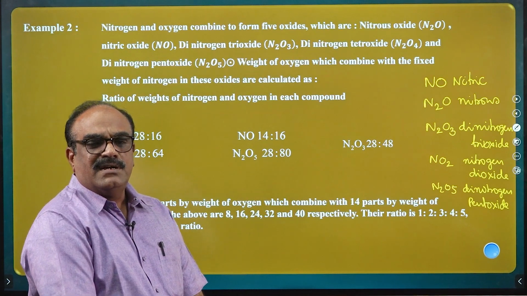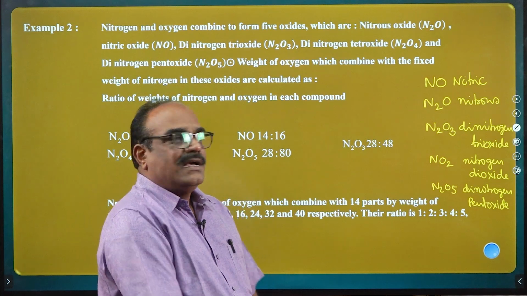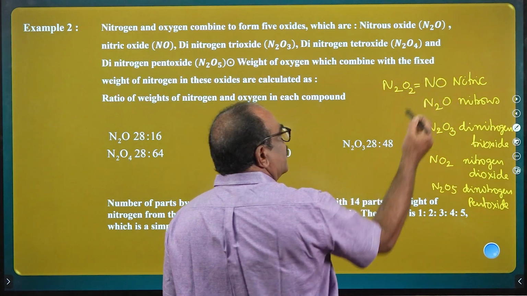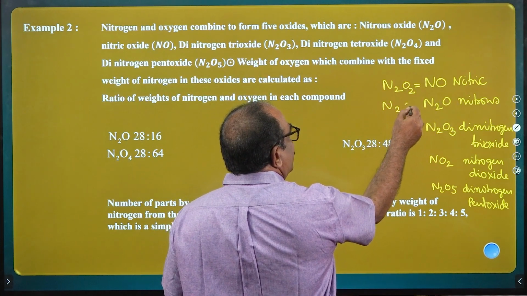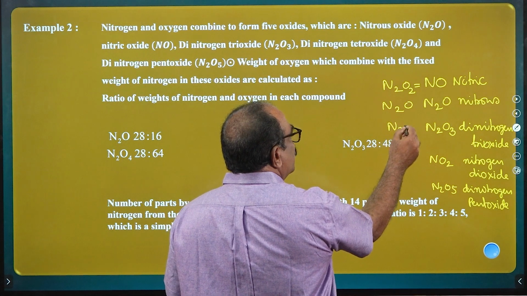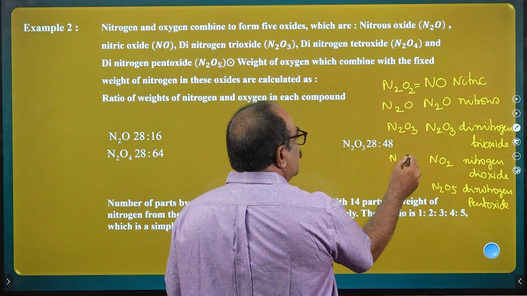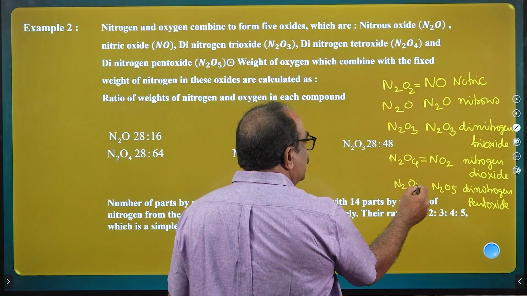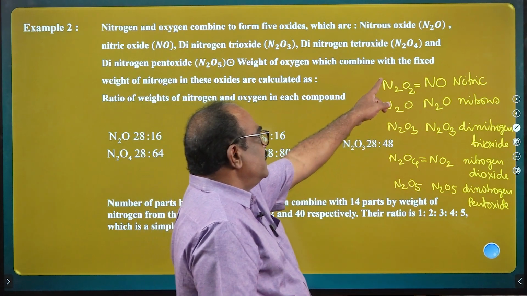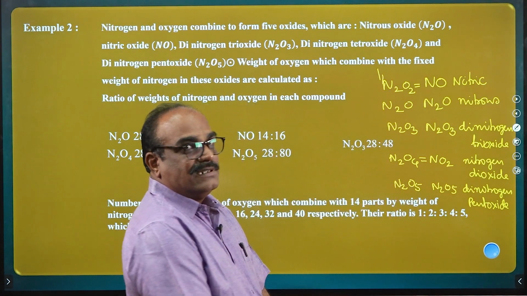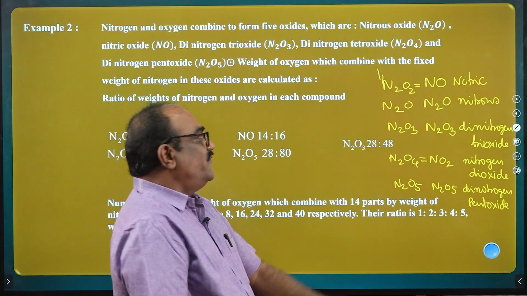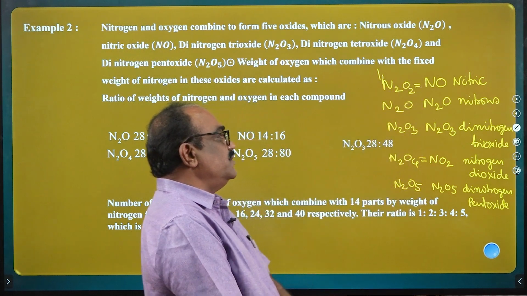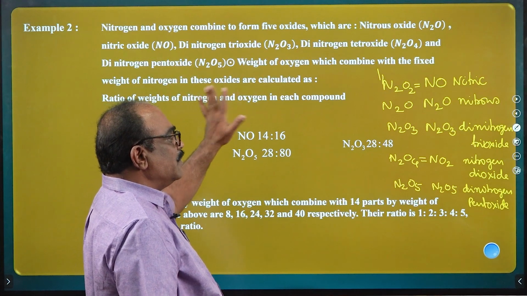dinitrogen pentoxide. For convenience, I change this proportion. This is N2O2, which is nothing but NO. Then N2O, then N2O3, then N2O4, which can also be written as NO2, and this will be N2O5. Please remember that N2 is common in all of them. If I fix the weight of nitrogen and take the ratio of the weights of oxygen combining, you can prove the law of multiple proportions.